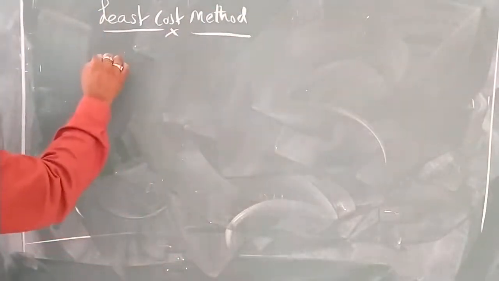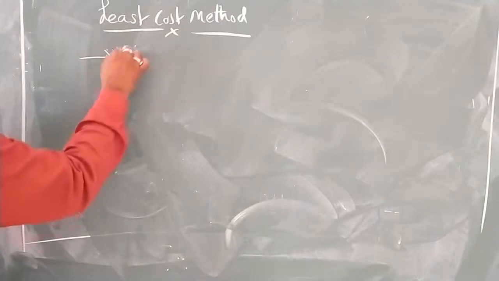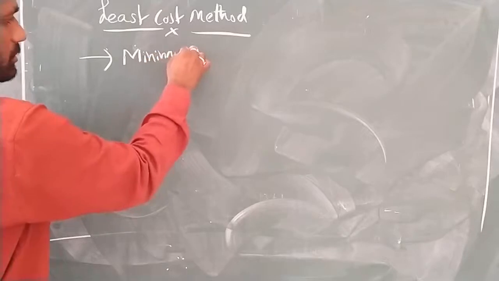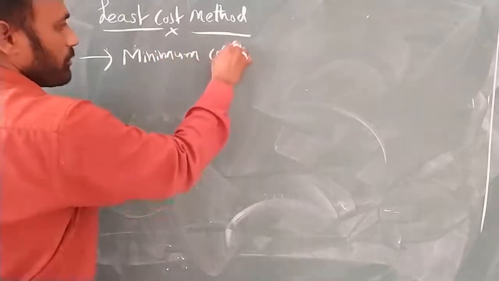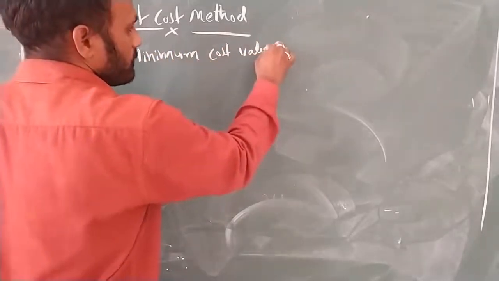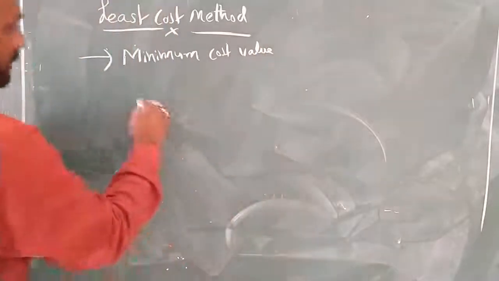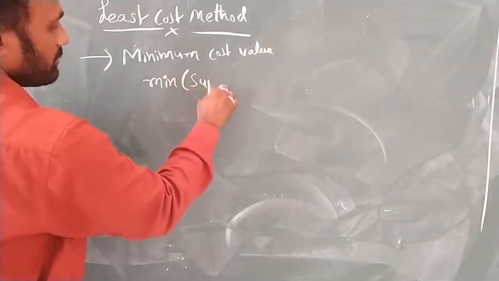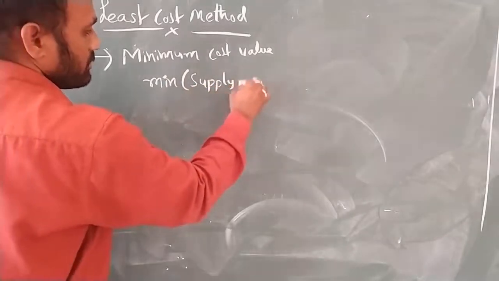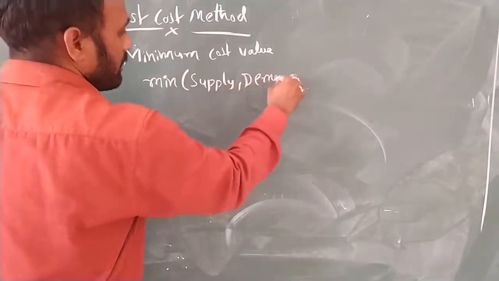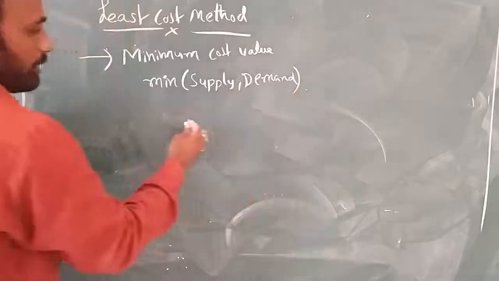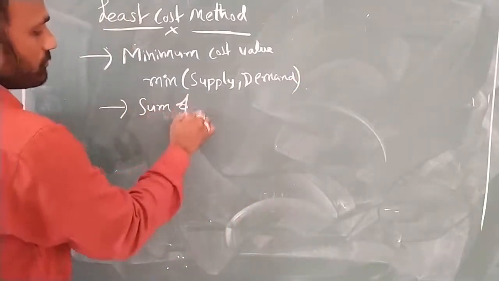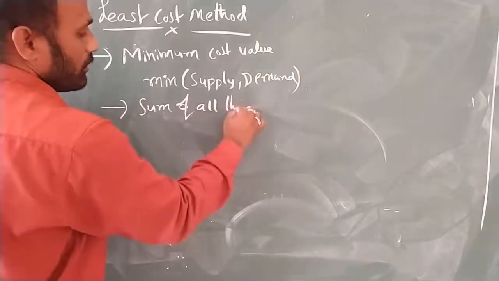So in this we will do only one thing, that we will take only the minimum cell cost. Minimum cost value we will take, and for that we will find out the minimum value of supply and demand. So after getting the final value, we will be doing summation of all the values.